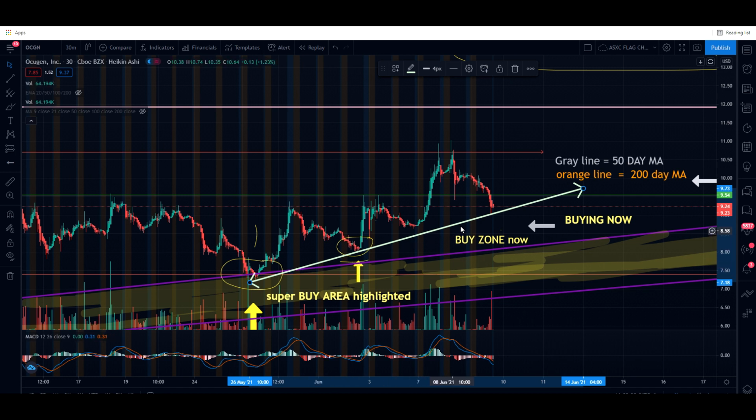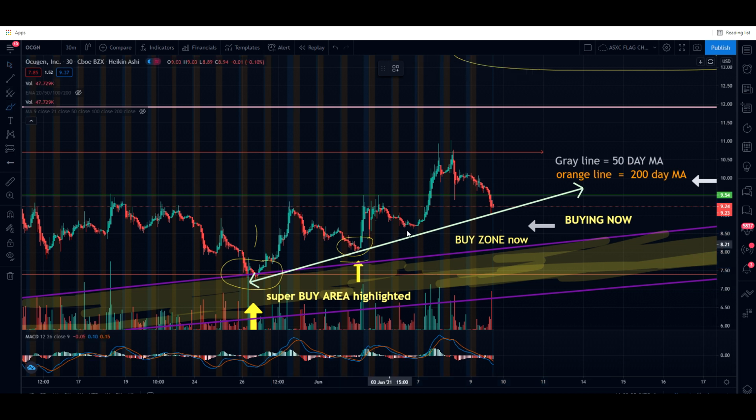You'll see it touched this line multiple times once it officially began an inverse head and shoulder. You'll notice that on June 2nd, it was a buying opportunity, but it also touched this dynamic support. Then on June 4th, it touched nearly $8.60 right on this line area, which was, again, a dynamic support. Then, right now, today, on June 9th, 2021, it touched the $9.05 to $9.10 region, and that is also acting as a support. Okay? So, right now, if you want, you can add on to Ocgen and buy some shares.